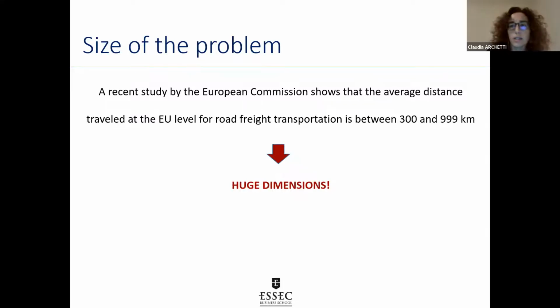So the longer the distance, the more possibilities of where you could stop for refueling, and so the larger the size of the problem. So we had huge dimension, and this was a main challenge in shaping the algorithm that we at the end devised for the solution of the problem.